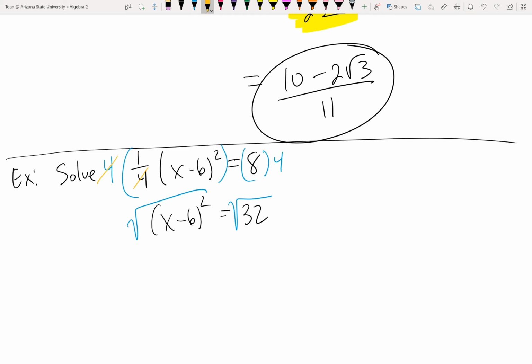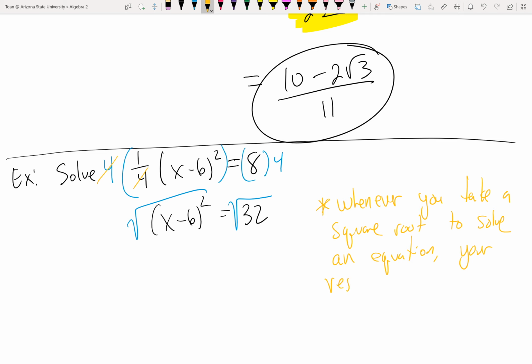And this, if you're going to make a mistake, is where you're going to make a mistake. You need to remember, whenever you take a square root to solve an equation, your result will be plus or minus.